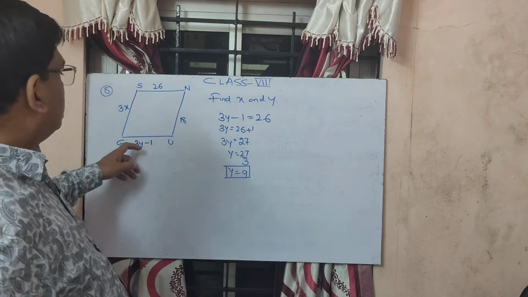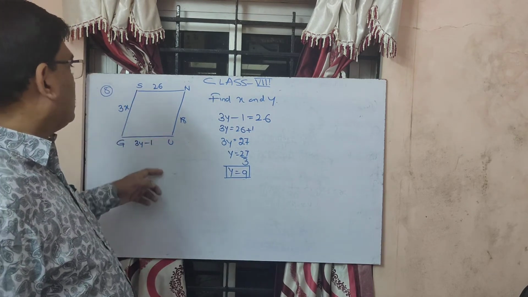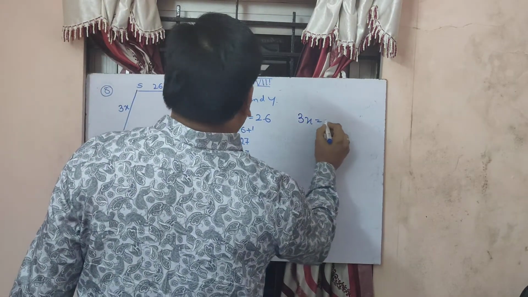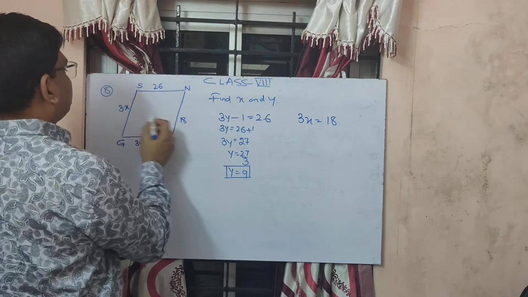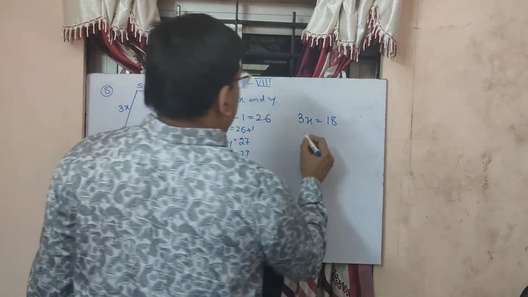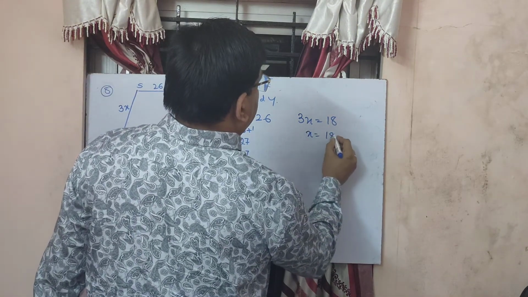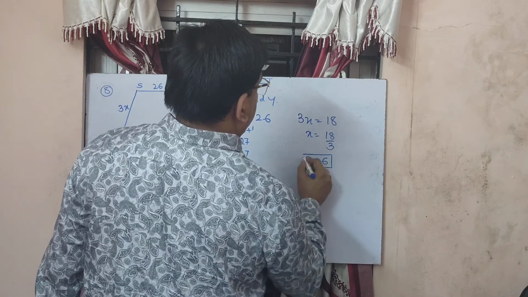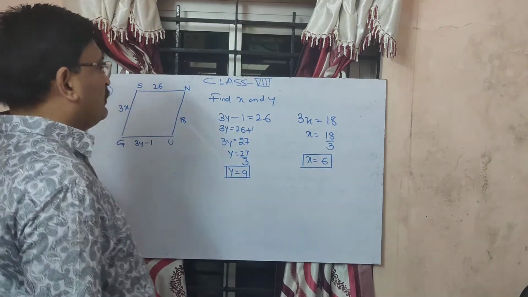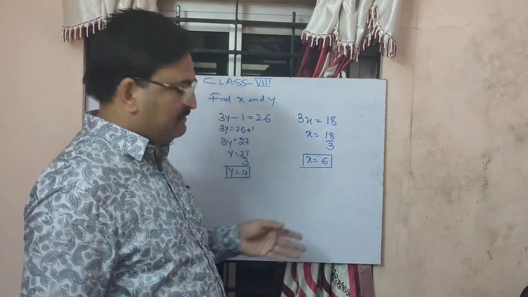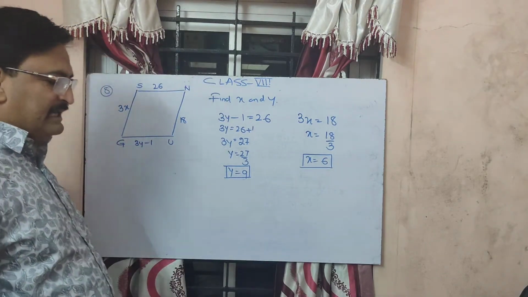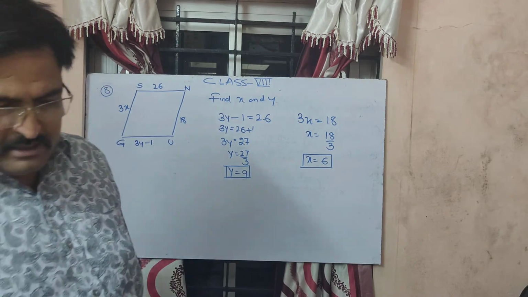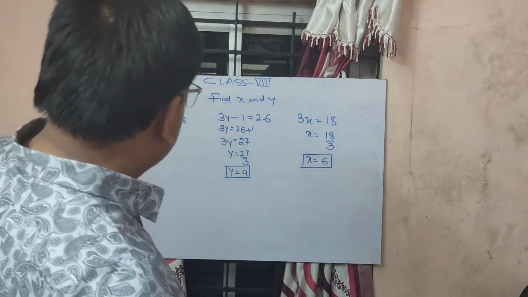Now, as we know, the opposite sides are equal. Again, this is the same thing. 3x equal to 18. Opposite sides are equal. Now, x equal to what? 18 divided by 3. So x equal to 6. So now, what did you do? You found x and y by using the property that opposite sides are equal. Now, next one.